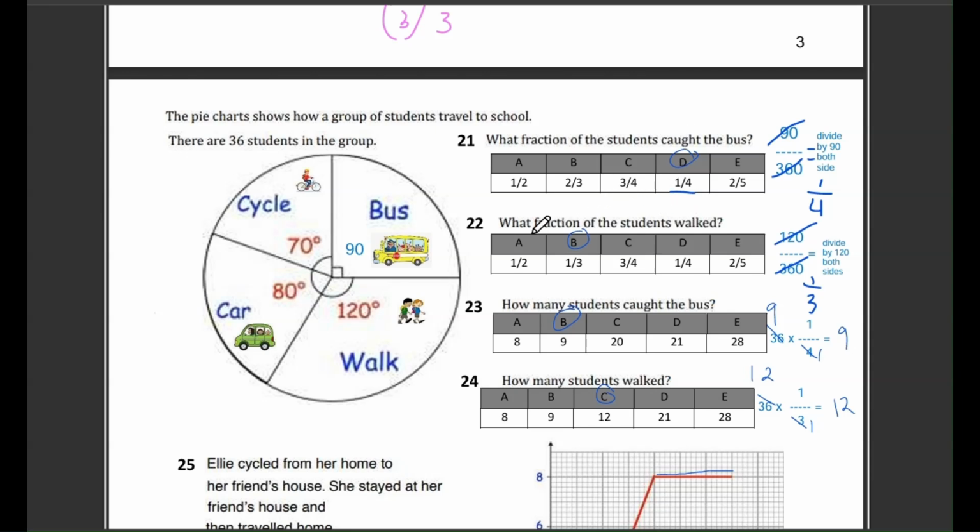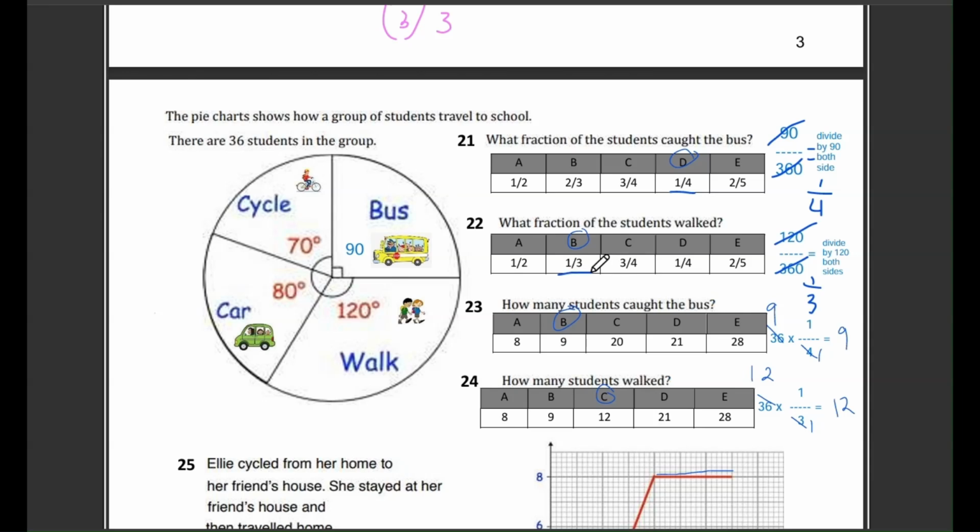Question 22. We're still working with pie charts here, but now we are looking at the walking sector. The question asks, what fraction of the students walked if that sector is 120 degrees out of 360? And here are the options. A, 1/2, B, 1/3, C, 3/4, D, 1/4, and E, 2/5.